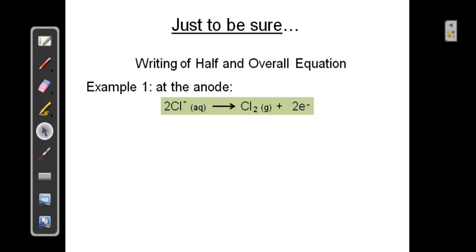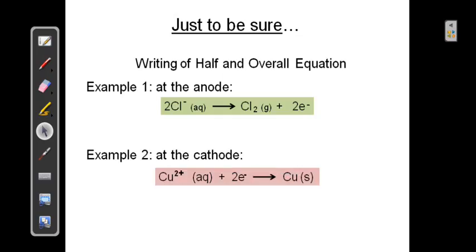So here you will always see that the electron is written last, as compared to example 2 at the cathode. At the cathode, you will see that this ion, copper 2 plus, aqueous, plus 2 electrons will yield copper metal in solid form. So here you look at these two equations, you will see that at the anode, the electron is written last, whereas at the cathode, the electron is written before the product, whereas at the anode it is written after the product.